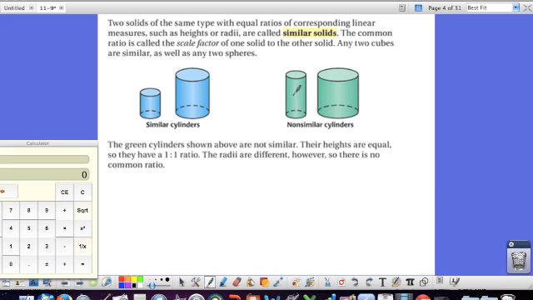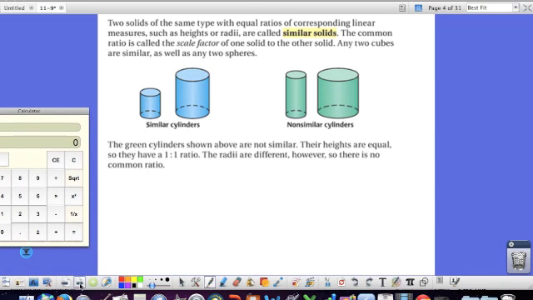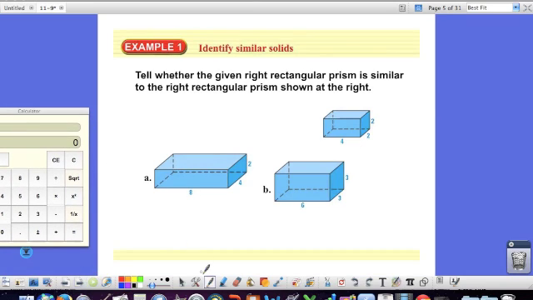So the green cylinders above cannot be similar because you can see right away that their heights are equal. So they have a ratio of 1 to 1, but obviously the circular bases do not have a ratio of 1 to 1. They tell us that the blue figures are similar. We haven't measured that out to verify, but we can see that they do at least appear from the drawing to be similar. So we're going to work this out now. We're going to identify similar solids. You guys can do this.